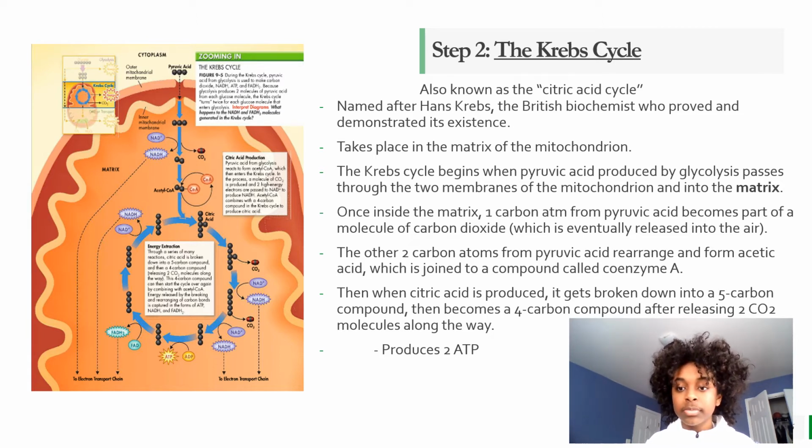Once inside the matrix, 1 carbon atom from pyruvic acid becomes part of a molecule of carbon dioxide, which is eventually released into the air. The other 2 carbon atoms from pyruvic acid rearrange and form acetic acid, which is joined to a compound called coenzyme A. Then, when citric acid is produced, it gets broken down into a 5-carbon compound, and then it becomes a 4-carbon compound after releasing 2 carbon dioxide molecules along the way. Overall, the Krebs cycle produces only 2 ATP molecules.